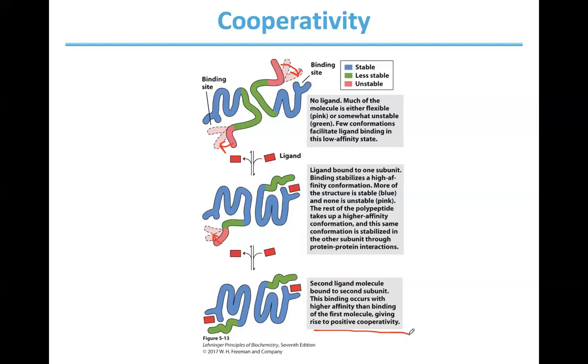So this gives rise to positive cooperativity. Does this make sense? You bind one molecule and you increase the chances that the second molecule will come and bind too. The reason this happens is because the conformation changes, and it's almost like the binding in one pocket creates another pocket for you. Any questions? No. Okay.